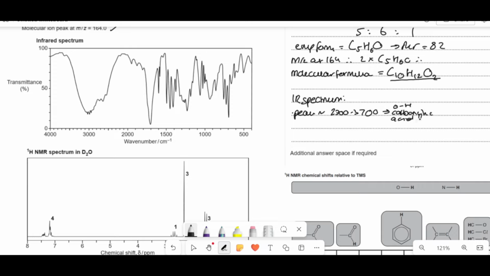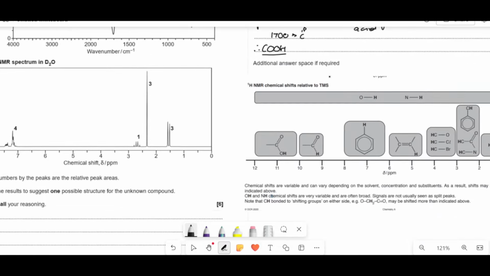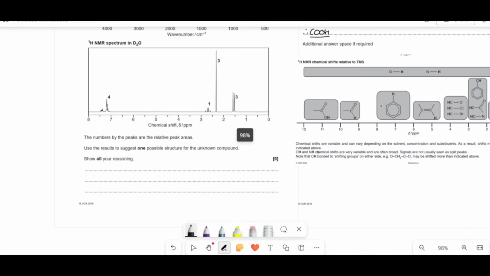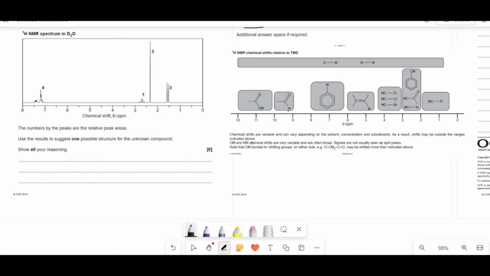You need to show your reasoning, otherwise you don't get marks. You can't just say anything. And then as well as that, there's one at about 1,700 as well. So 1,700, and that's going to be a C double bond O as well. So therefore, the other piece of evidence we now have is that it's most likely a carboxylic acid that we're dealing with. Now you can go and look at the dreaded NMR spectrum that everyone is scared of because they just jump back and forth and it's really annoying.